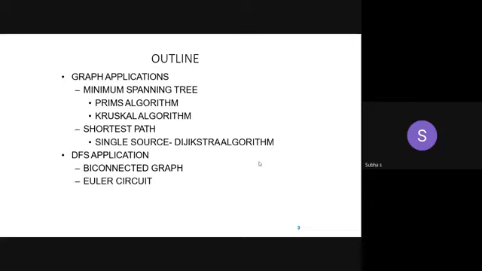Then this graph is used in DFS. What is DFS? Depth first search. Under DFS applications, we will see two concepts, biconnected graph and Euler circuit, in the next class, Monday's class. Okay. So let us first see the MST, finding the MST, because it's a very, very important application of graph.